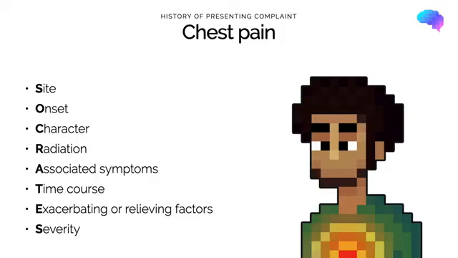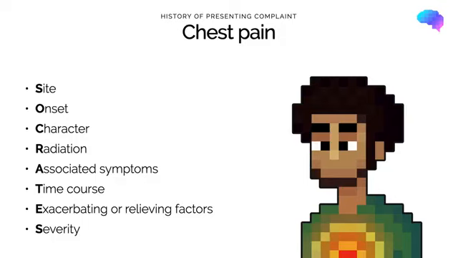We can do this by asking the patient questions such as, "Can you tell me where the pain is?" If the patient seems to be struggling to describe the location of the pain, it can sometimes be helpful to ask them to point to where it hurts. Cardiac chest pain is typically left-sided or central in location.